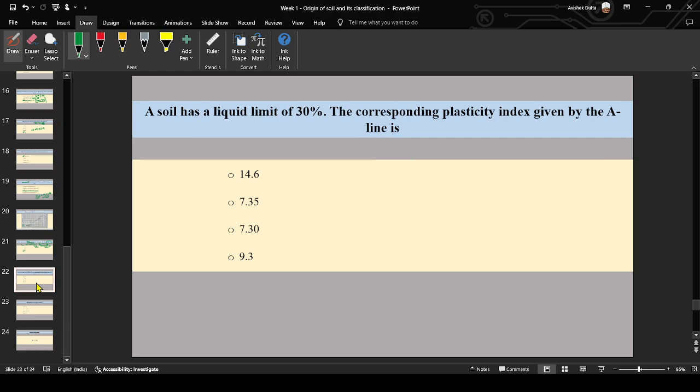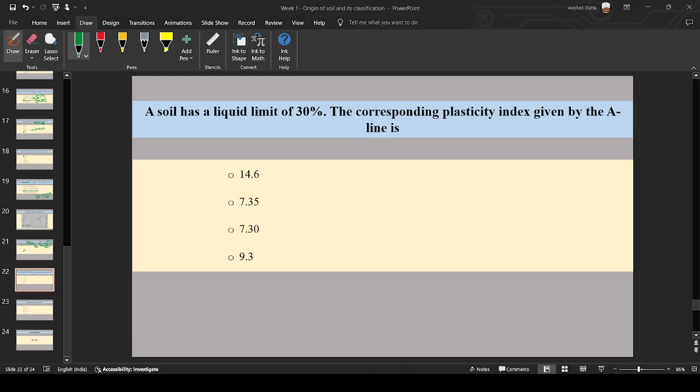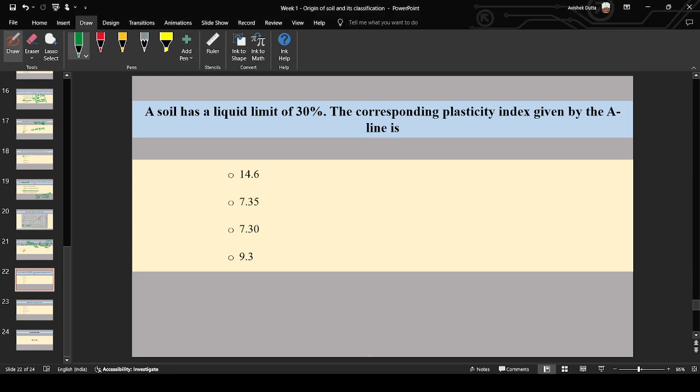A soil has a liquid limit of 30. The corresponding plasticity index given by the A line is the corresponding plasticity index. I repeat the question. A soil has a liquid limit of 30%. So in this case, the liquid limit of the soil is given.